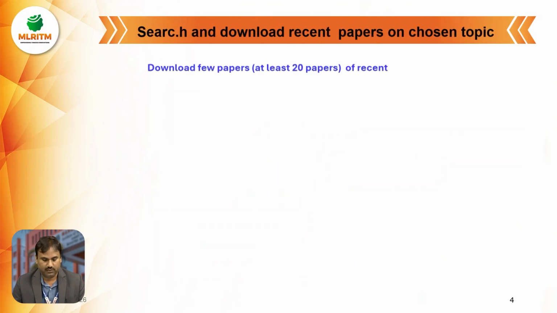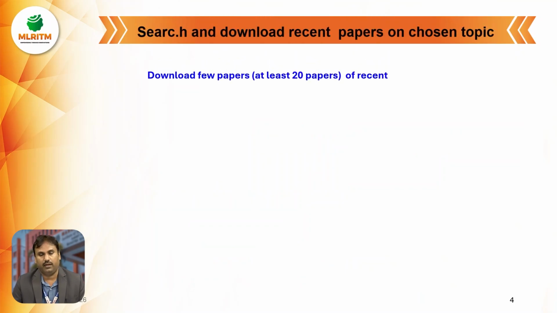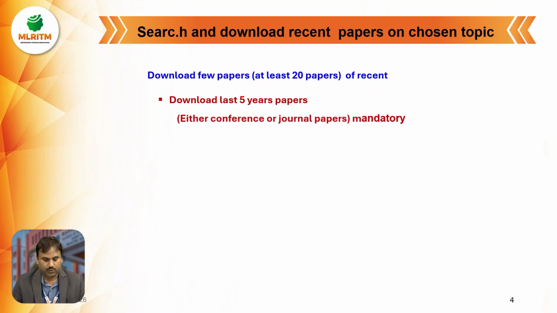After choosing the broad area and subtopics, our job is to search and download recent papers on the chosen topic. The chosen topic is video compression, for example. What recent papers are available? We need to search and download. It is better to download around 20 papers. All the papers must be recent publications, so let us take 5 years back: the last 5 years of papers, either conference or journal, mandatory.